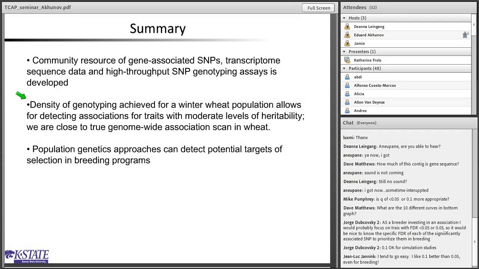Just as one of the approaches for exploring the variation in wheat populations, you may also apply population genetic approaches, and that can point at the areas of the genome that were subjected to selection in breeding programs.